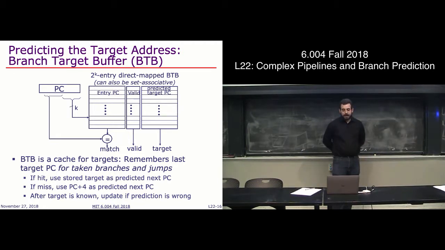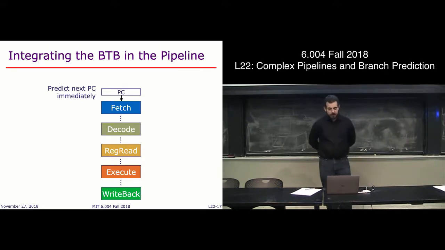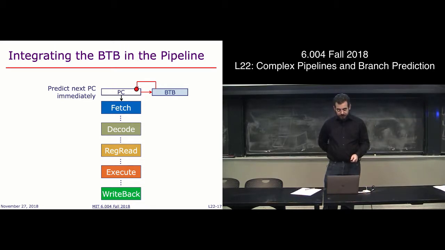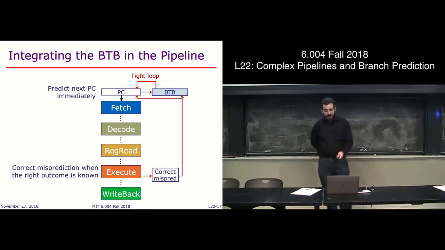Okay, so in a little bit more detail, here's how it looks. We want to predict the next PC immediately, so we add this BTB, where we feed in the PC and immediately get the prediction for the next PC value. So instead of a loose loop, this is what we call a tight loop. This all happens in the same cycle. Then when we find out what the actual result is, if there's a misprediction, we still need to adjust the BTB and adjust the PC. But the key difference is that we take this penalty much less frequently if we're making good predictions.